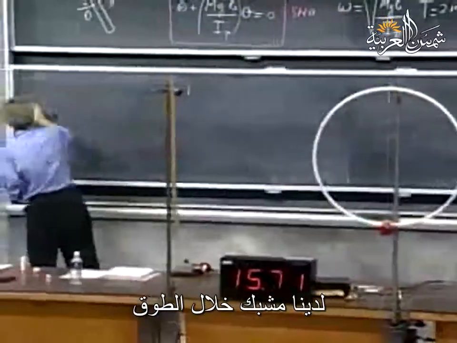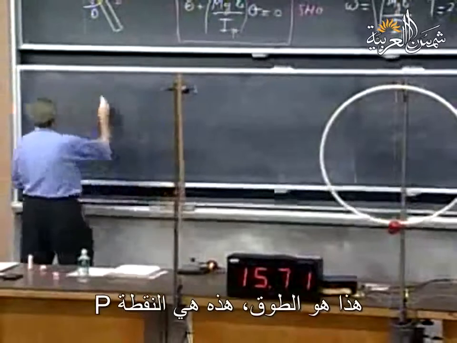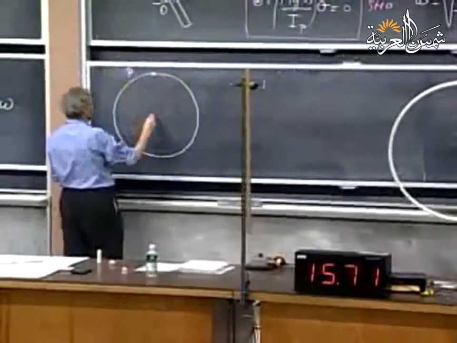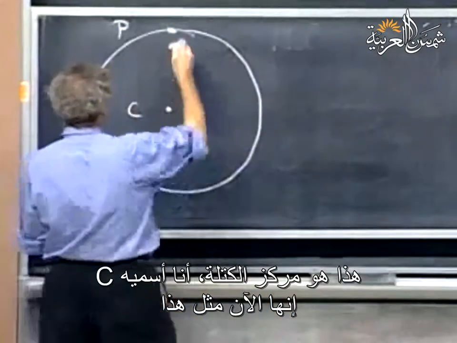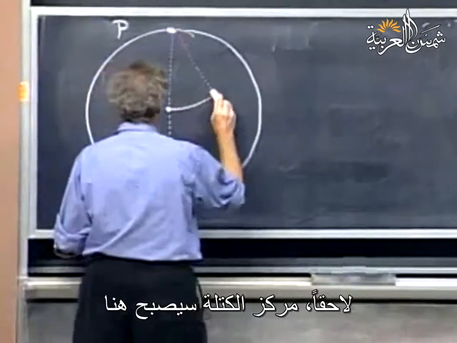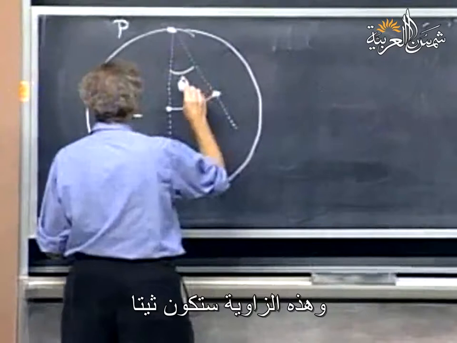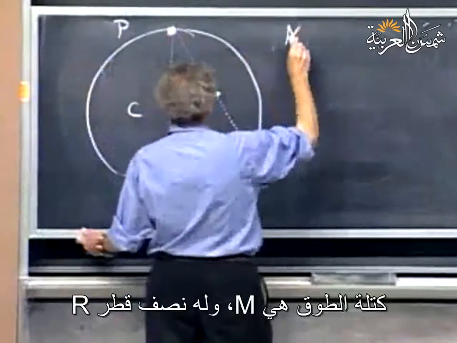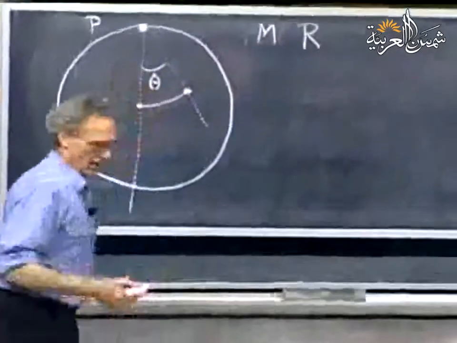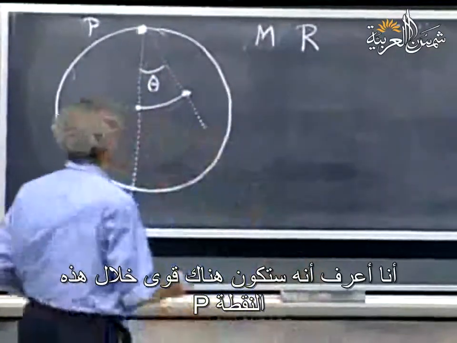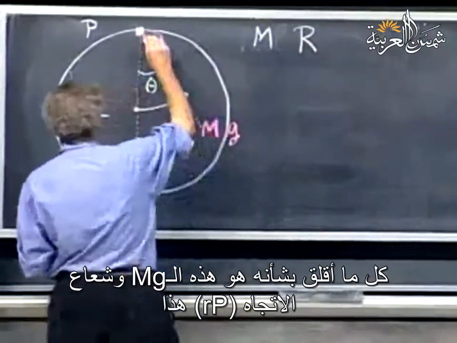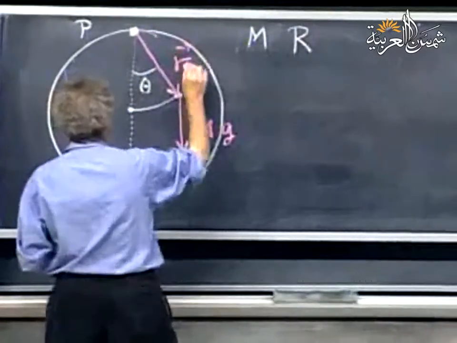We have a pin through the hula hoop. This is the hula hoop. This is point P. This is the center of mass. I call it C. It's now like this. A little later, the center of mass will be here, and this angle will be theta. The mass of the hula hoop is M, and it has a radius R. I know there will be forces through that point P, but I couldn't care less about them. All I worry about is this mg and this position vector rp.